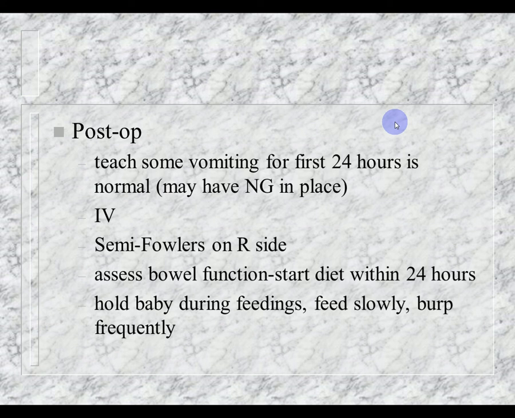I&Os, IVs, another positioning: semi-Fowler's on their right side. And this just allows for the normal flow of stomach contents. You want to assess bowel function, start a diet within 24 hours. You're going to be holding that baby up during feedings, feeding them very slowly, and burping them frequently. And usually recovery is good.